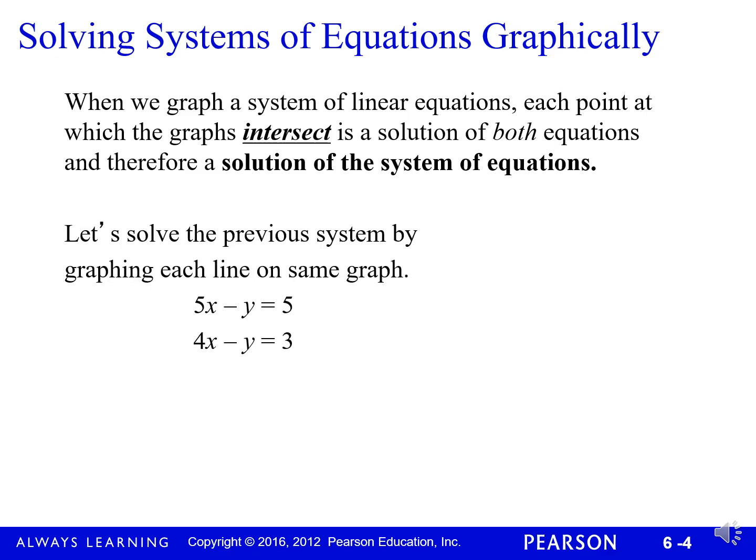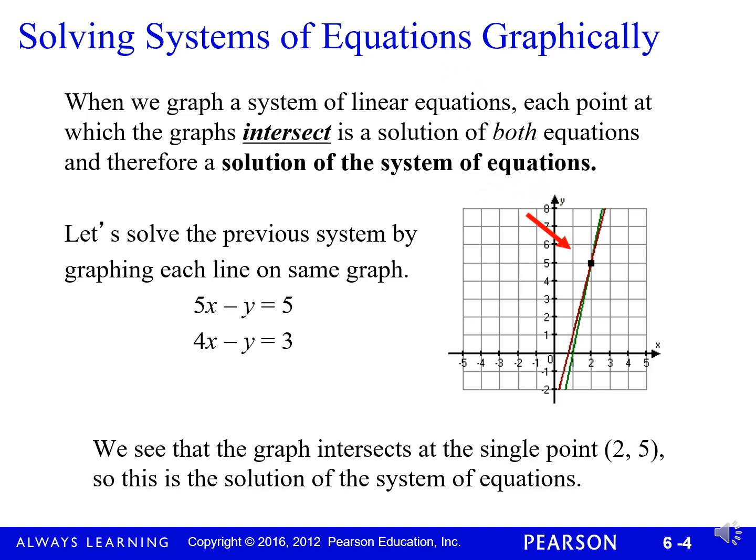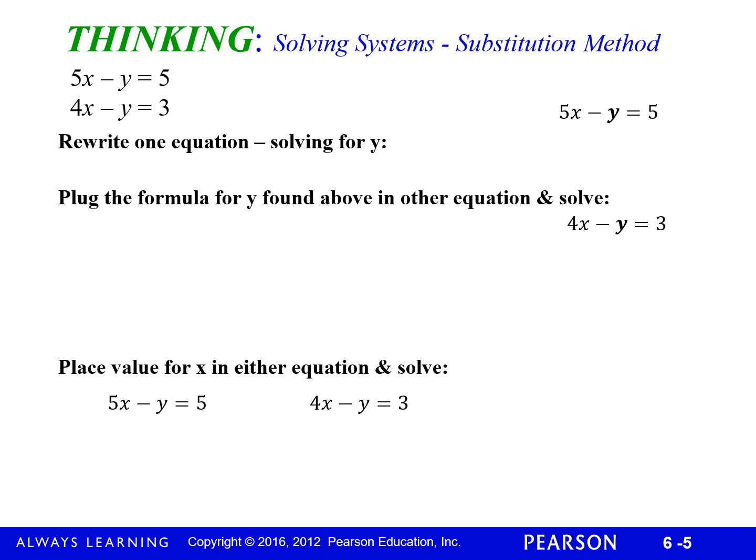If we graph these, they're very closely aligned here. You can see the point where they overlap is at x equals 2, y equals 5. This is a visual representation of a system of equations. We could even have more equations, say 3 equations, and we'd be looking for that point, if there is such a point, where they all intersect.